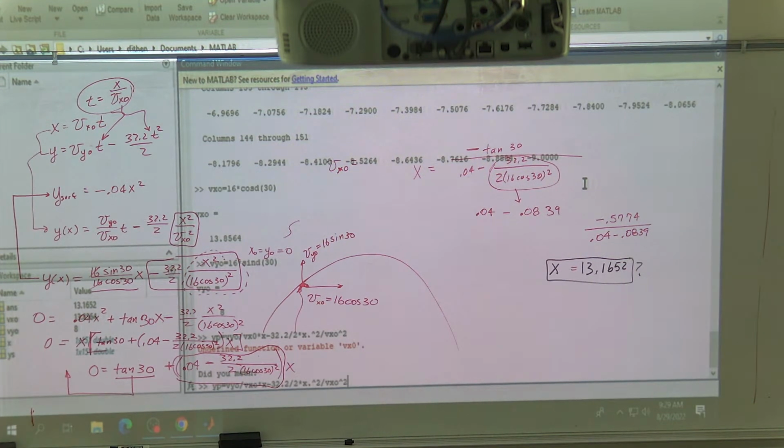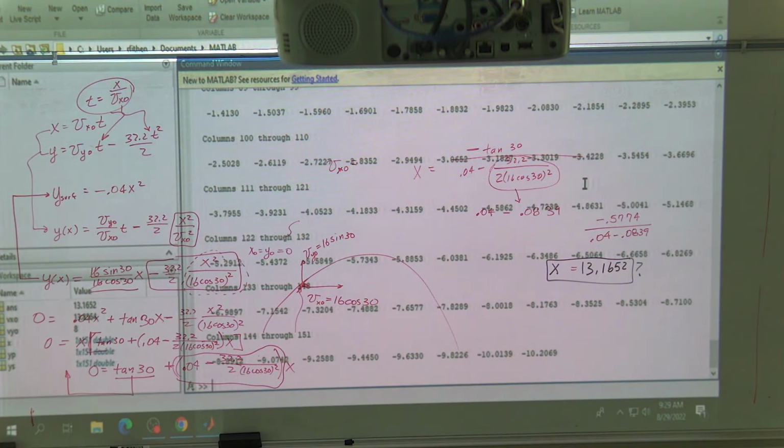Where did I put the Vx? Is that a 0? Oh, it's saying, did you mean? Okay, yeah, that's what I meant. So it's helping me, and I'm trying to correct what it's trying to help me with.